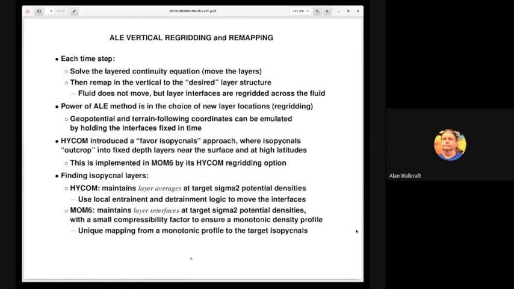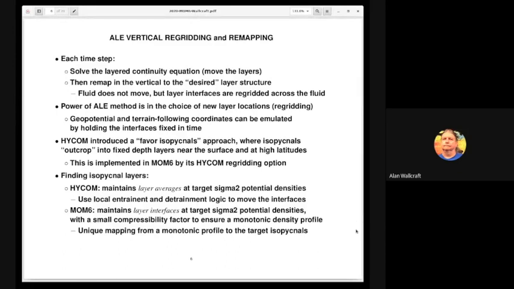And the method of choice for HYCOM is a hybrid isopycnal approach, where isopycnals outcrop into fixed depth layers near the surface and at high latitudes. And this is an option in MOM6 using its HYCOM-like regridding option. As I discussed briefly earlier, HYCOM maintains layer averages at target sigma 2 potential densities. And essentially it uses local entrainment and detrainment logic to calculate how to move the interfaces based on that target. MOM maintains layer interfaces at target sigma 2 potential densities, but with a small compressibility factor to ensure a monotonic density profile.